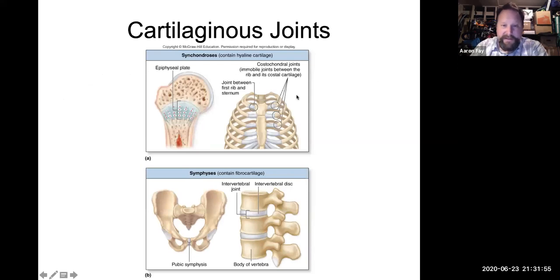Right, here is our example. Sternum, we have ribs, we have that piece of hyaline cartilage in between the two, synchondrosis. Technically, the epiphyseal plate, the epiphysis and the diaphysis, this is a synchondrosis because we have bone, cartilage, bone again. Symphysis, as I mentioned, the pubic symphysis, and we have the intervertebral discs.